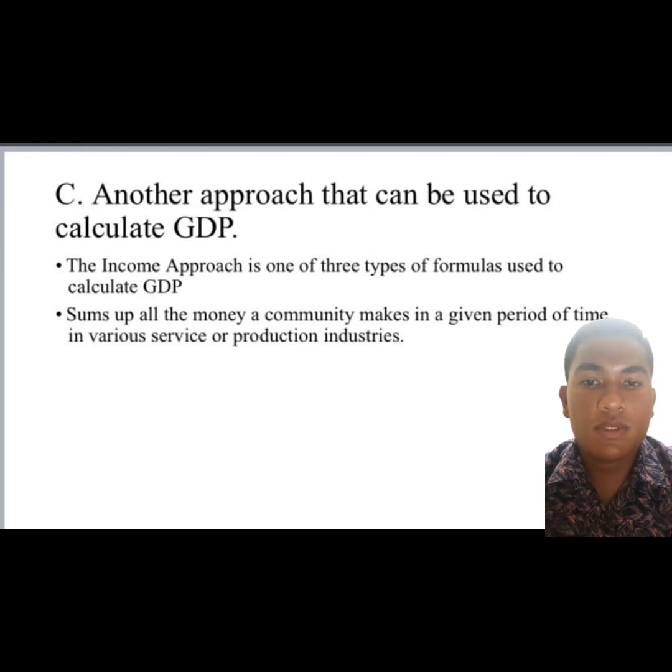The income approach is one of three types of formula asked to calculate GDP. Sum up all the money a community makes in a given period of time in various services or production.